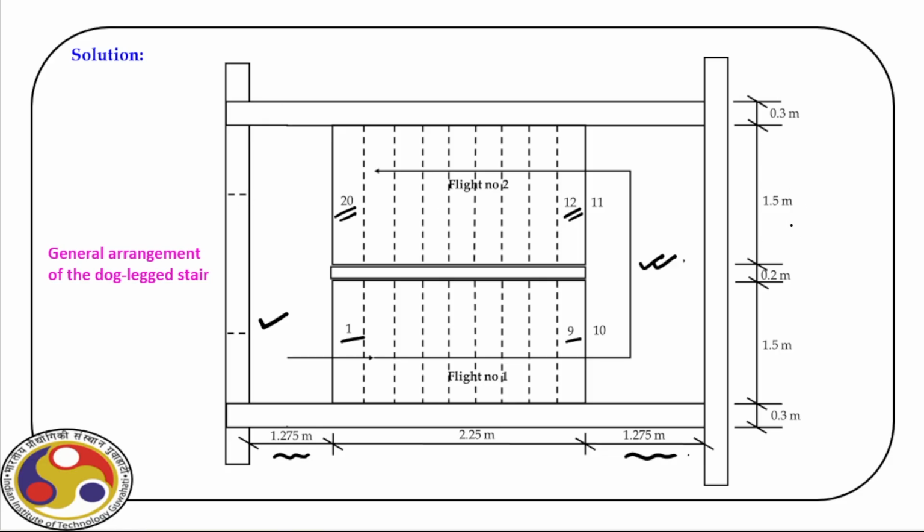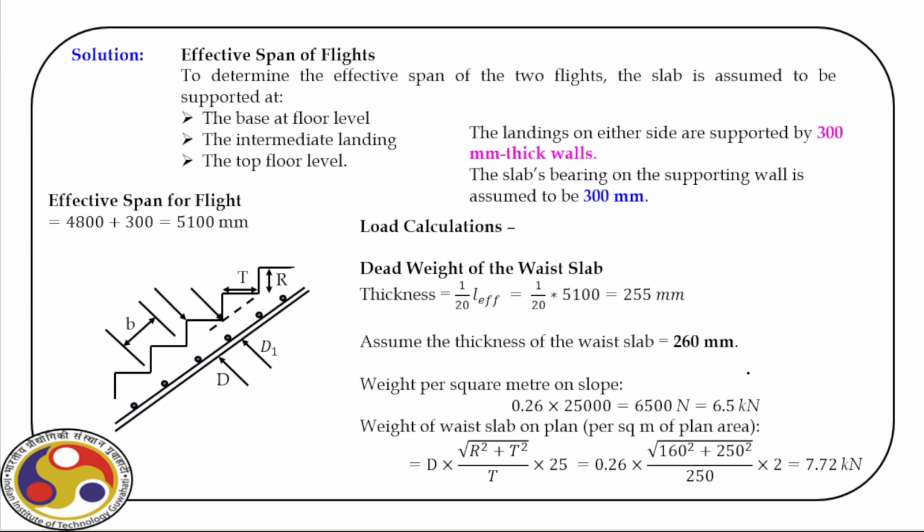And if you see the other side, each flight will have a width of 1.5 meter with a stairwell in between of 0.2 meter. And we also have a wall of 300 millimeter. So now let us first calculate the loads acting on the slab.